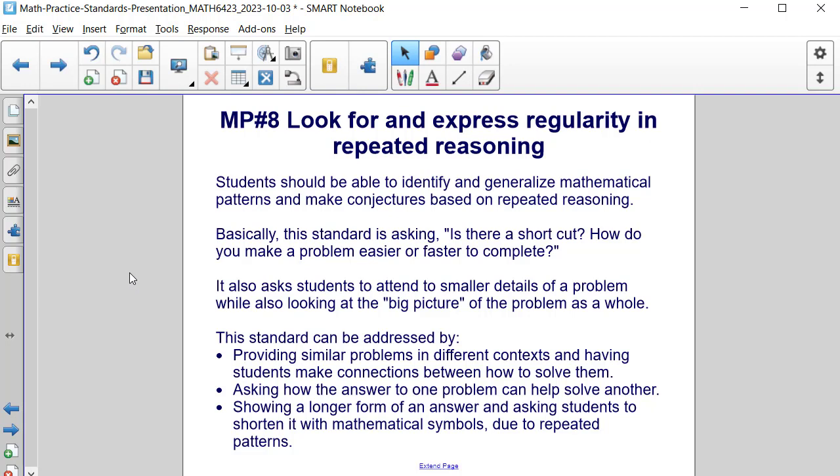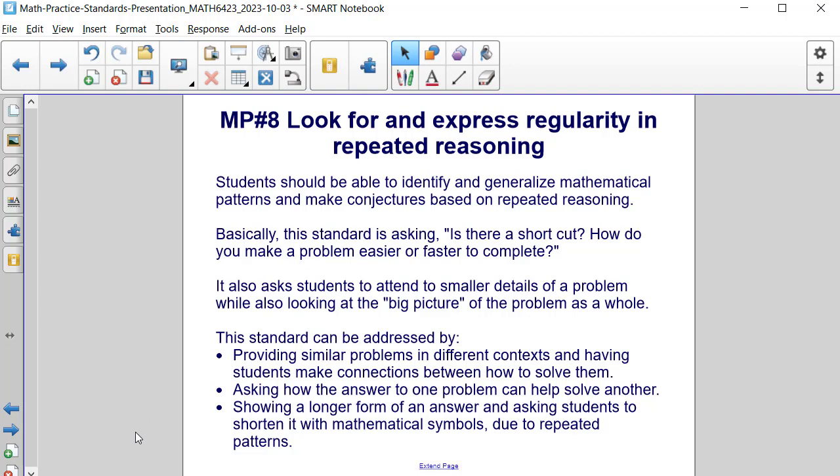Basically, this standard is asking the students, hey, is there a shortcut? How do you make this problem easier or faster to complete? It also asks students to attend to smaller details of a problem while also looking at the big picture of the problem as a whole. And this standard can be addressed in the following ways: providing similar problems in different contexts and having students make connections between those similar problems in order to solve the current one at hand. We can also ask how the answer to one problem can help us solve this other one.